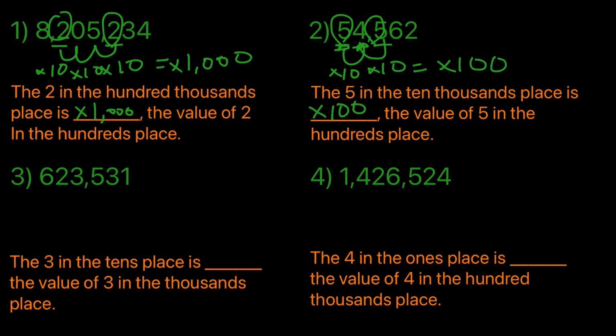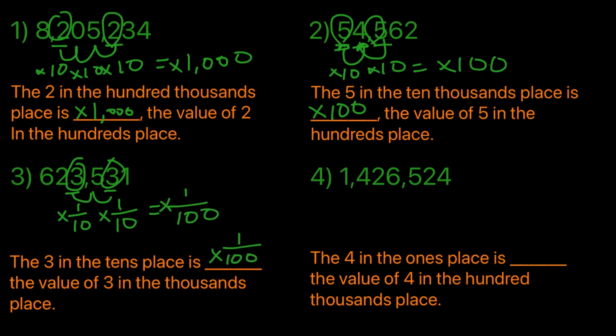Now for the third example, the 3 in the 10th position is what times the value of 3 in the 1,000th place? So our starting point in this case is 3 in the 1,000th place, and we're moving toward the 3 in the 10th place. So that's 1, 2. Now notice that we're heading toward the right rather than left. So we're multiplying by 1/10 as we move toward the right. And 1/10 times 1/10 is 1/100. That means it's times 1/100.